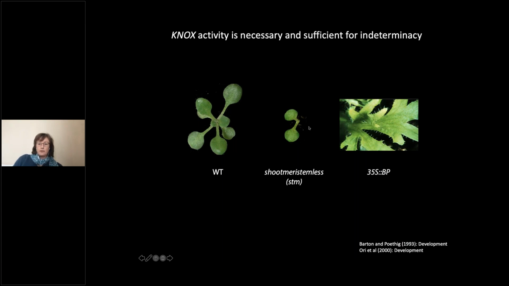So this is the loss of function KNOX phenotype for shoot meristemless, which is one of the KNOX genes in Arabidopsis. And gain of function mutations confer a converse phenotype, shown on the right-hand side of the slide. So for instance, if you overexpress the Arabidopsis KNOX gene brevipedicellus, this confers leaf lobing and compounding onto leaves, and it can also induce ectopic meristem formation on leaves. So these phenotypes show that Arabidopsis KNOX proteins are necessary and sufficient for meristem activity and indeterminacy.